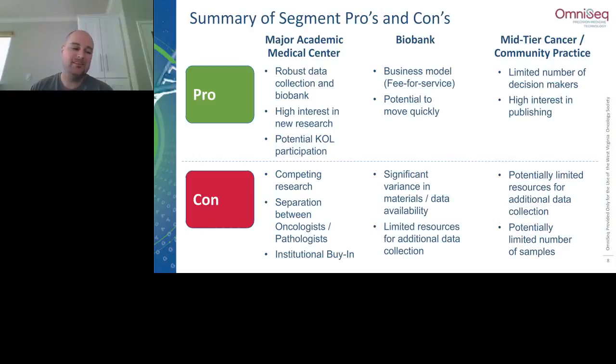In some cases, that may manifest in multiple phone calls with multiple different audiences. And again, this is where patience really does come into play. Let's talk a little bit about biobanks.